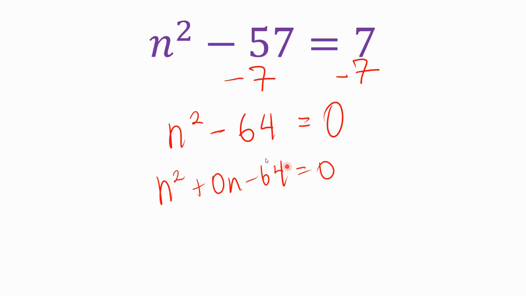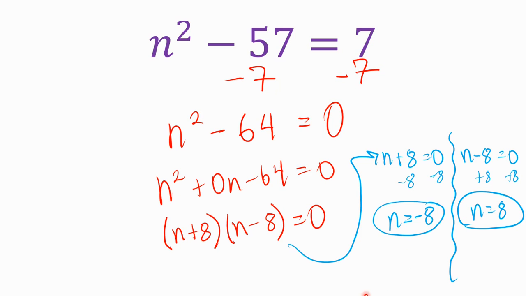So we're looking for factors of negative 64 that add up to 0. And right away, I know they must be the same number. So it has to be 8 and negative 8. Okay, awesome. Here's my factored form. So now I'm going to set both of these equal to 0, n plus 8, n minus 8.